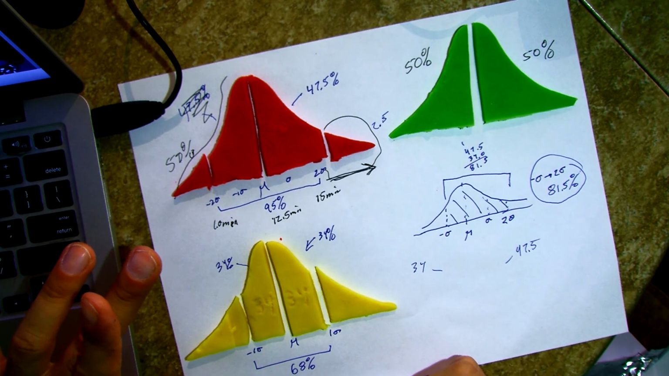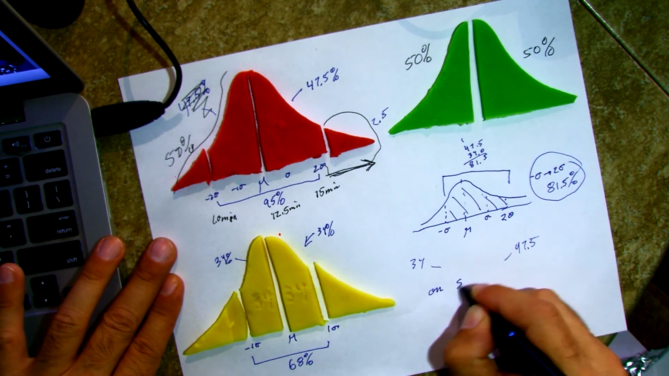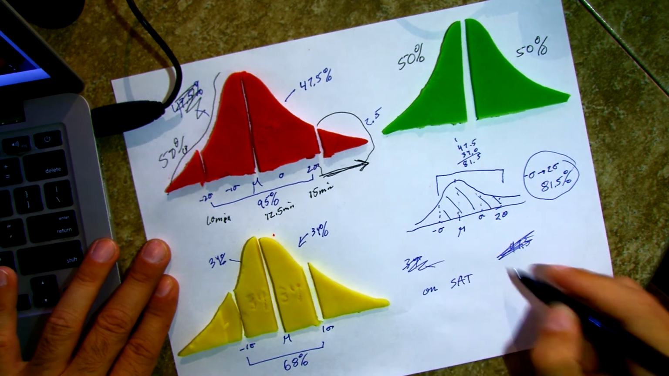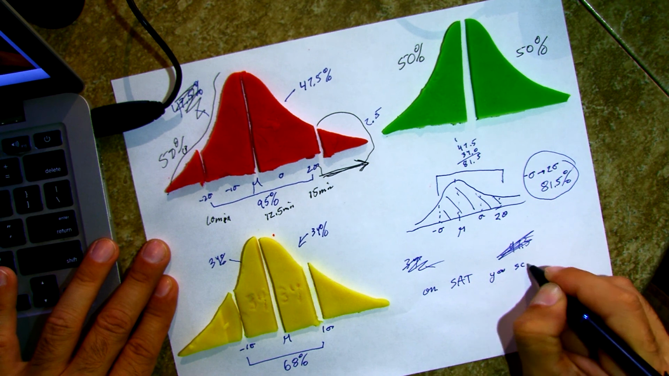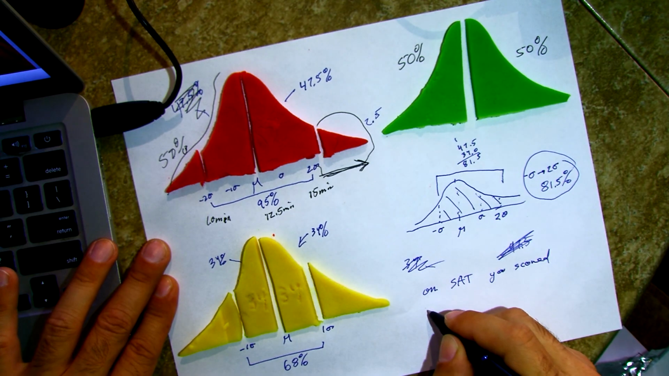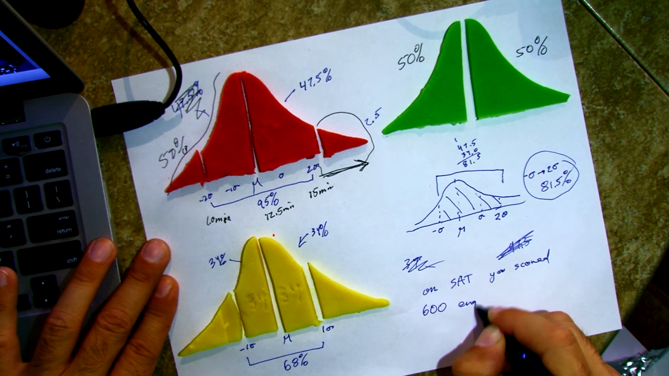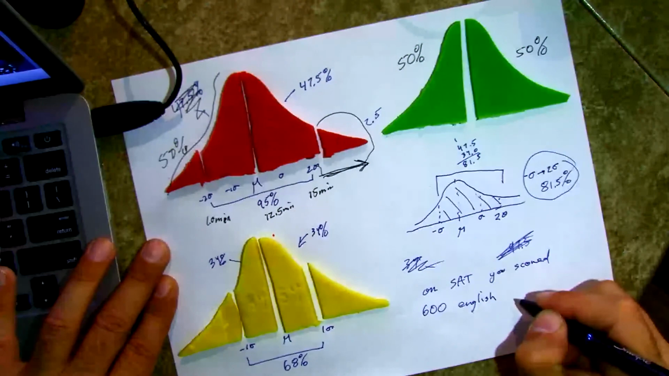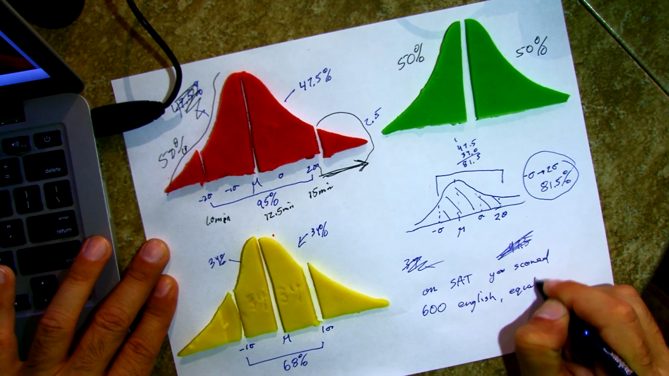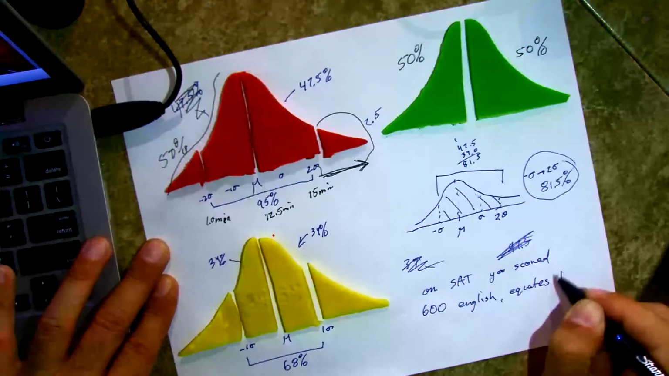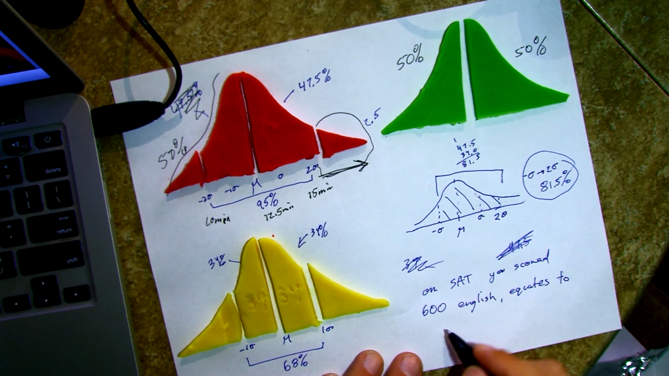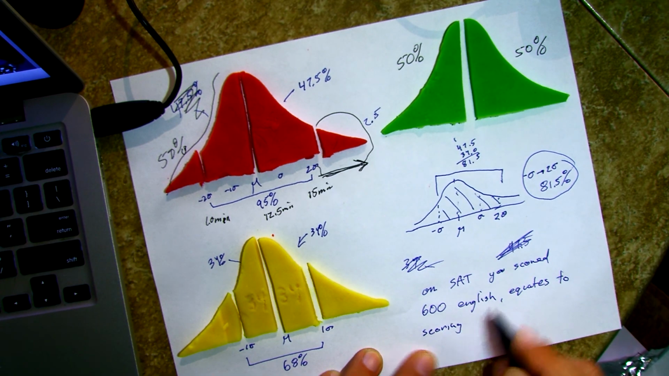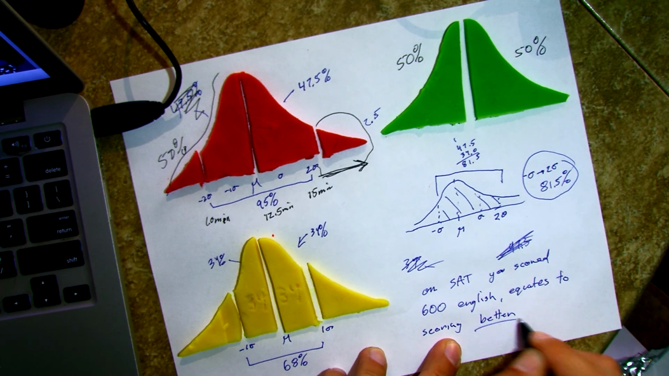And let's say this. Let's say that on the SAT, you scored let's go 600 on English. Okay? 600 on English. And that 600 on English equates to scoring better than what percent of students?